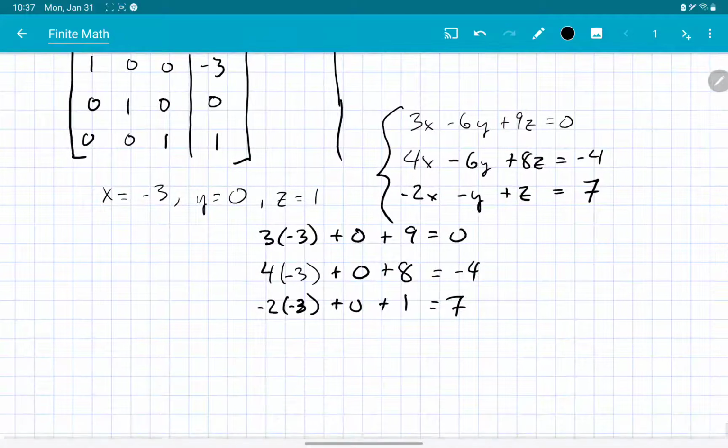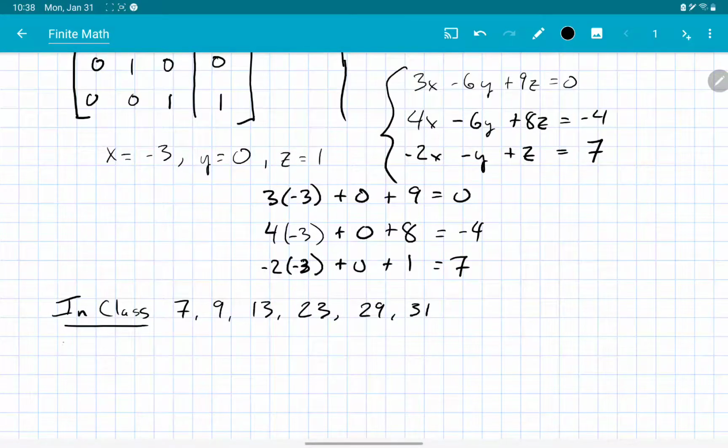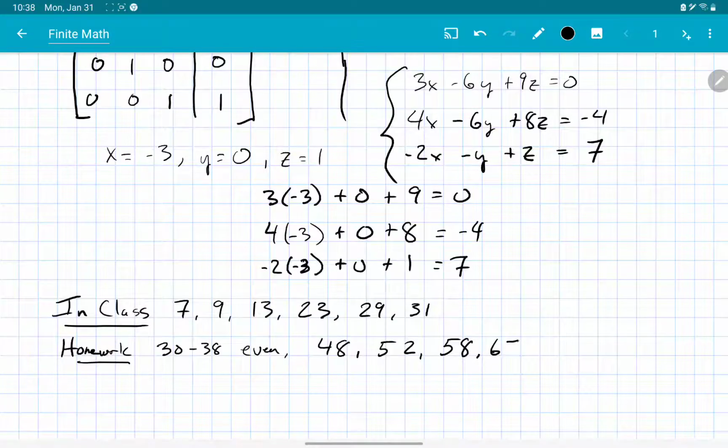Okay, so to work at now, if you can take some time and make sure you can do these problems: 7, 9, 13, 23, 29, and 31. And then for the homework, 30 through 38 even, 48, 52, 58, and 67.